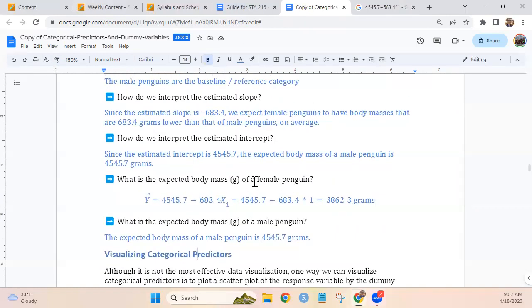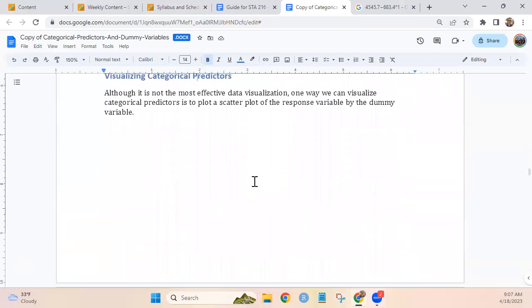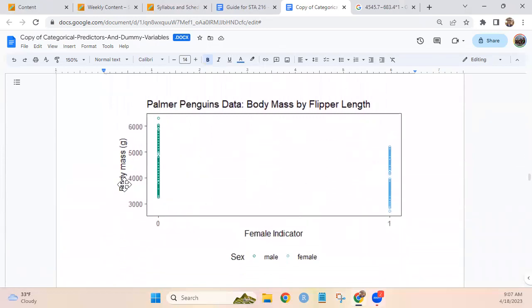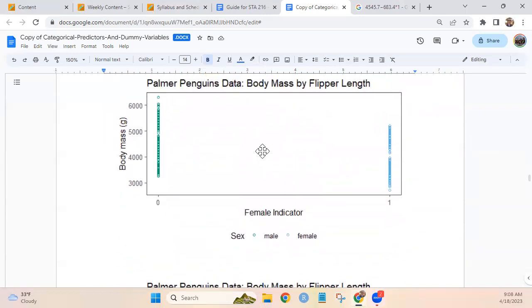Any questions about those? How we interpret the estimated slope and intercept? Okay. It's not too bad when you just have two categories. Here, let's look at how we can visualize this data again. We have this dummy variable, this indicator variable for the penguin being female or not. So we can plot it as if it's all quantitative in a scatter plot like this. You end up with a funny looking plot with a lot of overlapping points because there's only two unique values for the indicator.